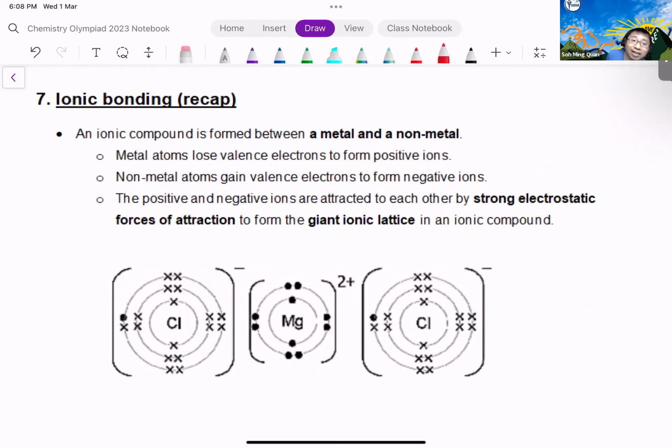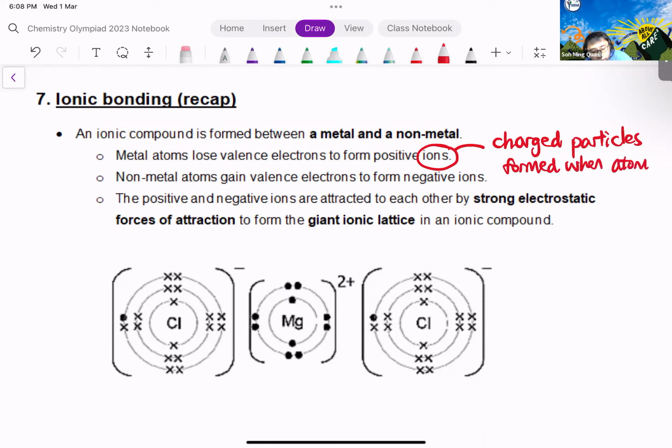Now, I hope you know by now, when things lose and gain electrons, they form ions. So what are ions? Ions are charged particles. And how do they form this charge? Charged particles are formed when atoms lose or gain valence electrons. Okay, and this is important.